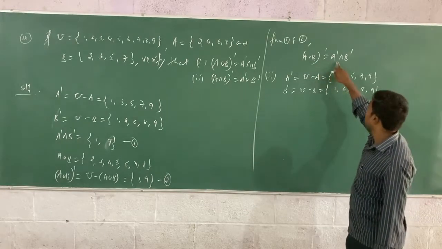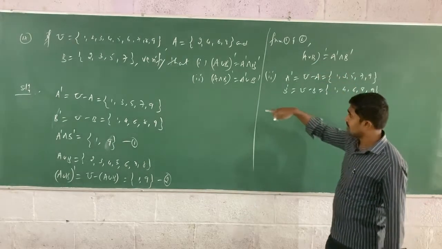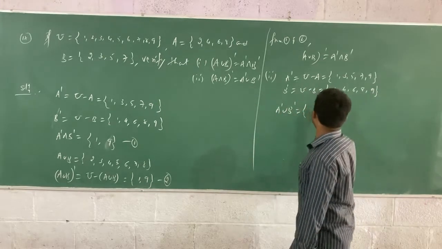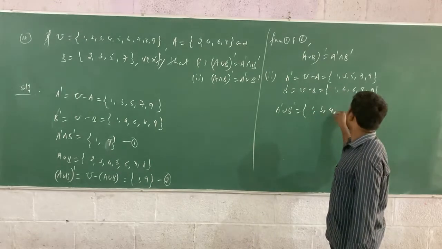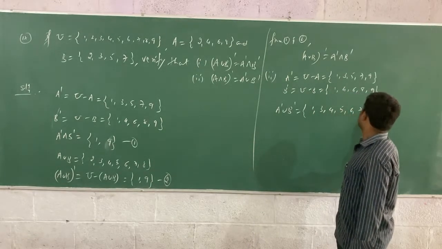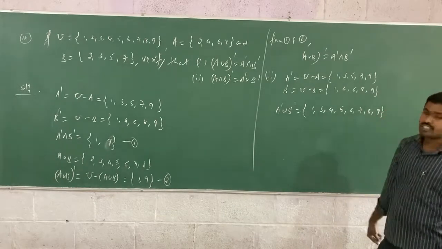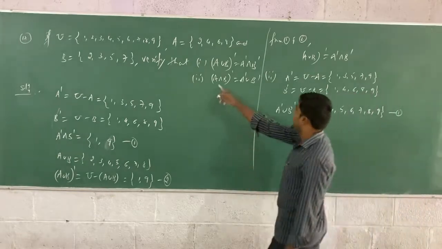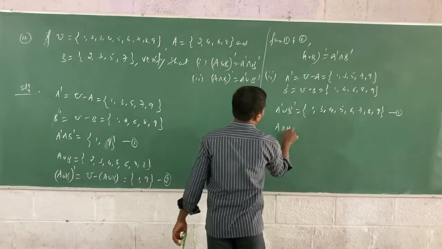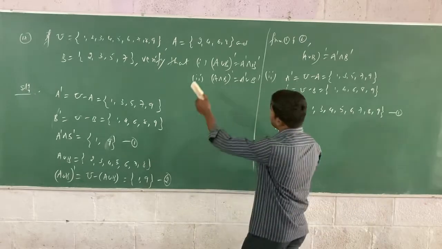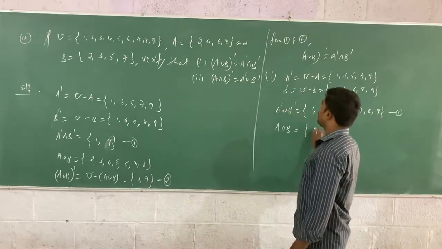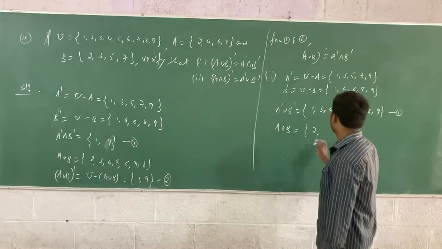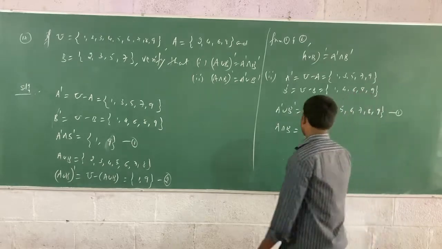Next, coming back to the union. Okay? A dash union B dash. So it is 1, 3, 4, 5, 6, 7, 8, 9, except 2. Correct? That is equation number 1. Next, A intersection B, the complement. So A intersection B is 2, and the complement is everything except 2.